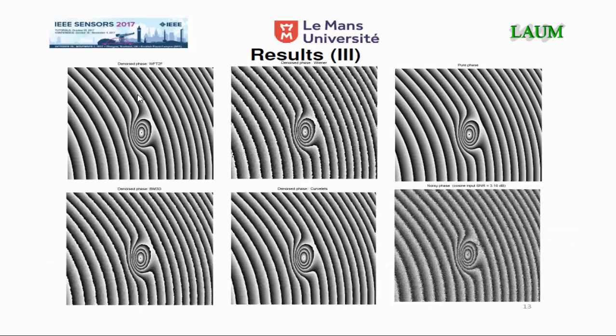After the quantitative results, here you can see some qualitative results. On the lower right figure, you can see the noisy phase, and on the upper left figure, you can see the phase denoised with the window weight Fourier transform algorithm.